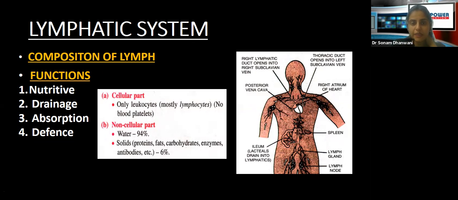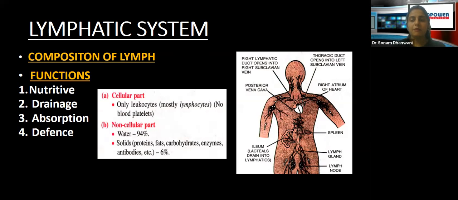अब cellular part में क्या आ जाता है? Cells आ जाते हैं, which are leukocytes. Leukocytes are nothing but white blood cells. Yes. And non-cellular part में क्या आता है? Now it's a solute, right? It's a fluid of the body. So of course it's going to have a lot of water. It has water and solids which are going to be present in the form of proteins, fats, and carbohydrates and all of that. Okay. So you need to remember cellular part में it is going to majorly have the white blood cells.